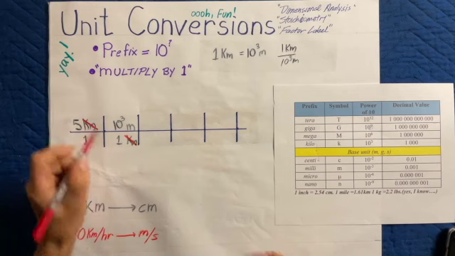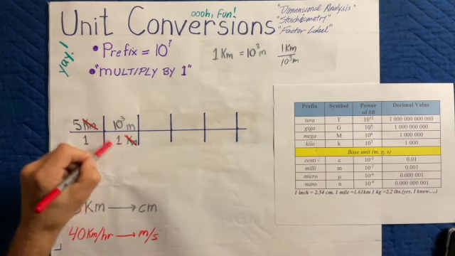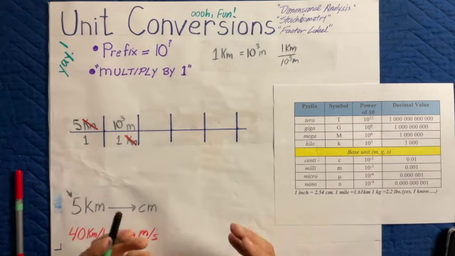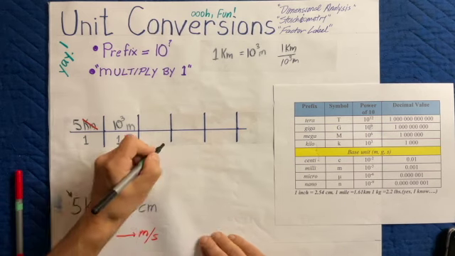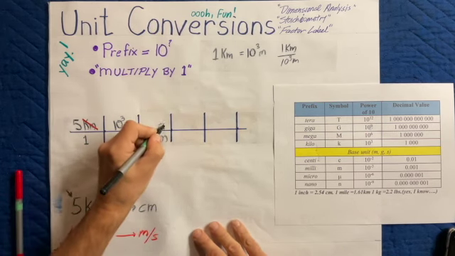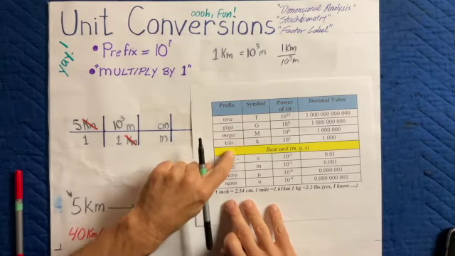Kilometers are going to cancel. Values in the numerator and denominator of a fraction will cancel if they're the same. Units follow the same process. I want to go from meters, so I got to cancel meters, and I want to see if I can go directly to centimeters. So that was my jump from here to here.